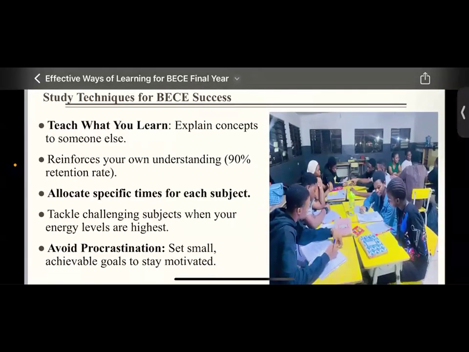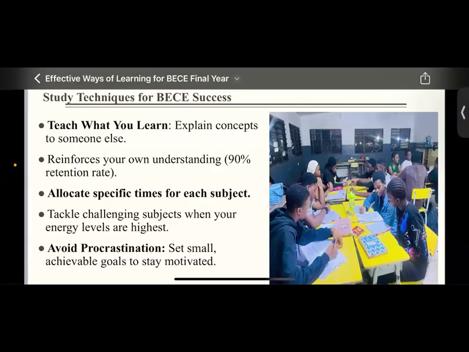Then teach what you learn. Explain concepts to someone else. So that's what we spoke about. Learn to teach your friends. It is very, very important. Don't be selfish and say, I'm keeping the knowledge to myself. As you are teaching your friends, they are not going to get better than you. You are rather going to consolidate whatever you've been able to learn. It helps reinforce your own understanding. And this is the 90% retention rate. It's the highest so far that I mentioned to you.